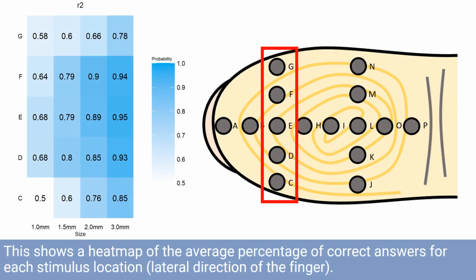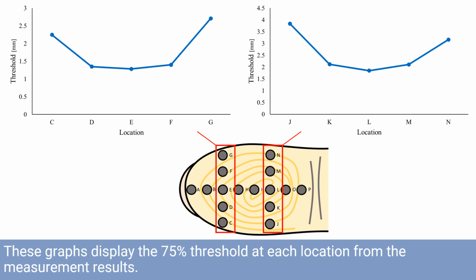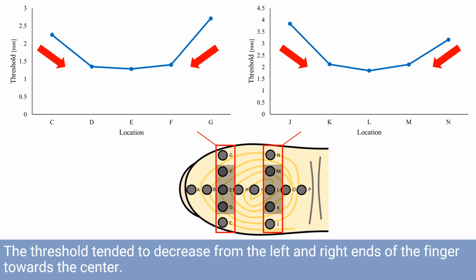This shows a heat map of the average percentage of correct answers for each stimulus location, lateral direction of the finger. These graphs display the 75% threshold at each location from the measurement results. The threshold tended to decrease from the left and right ends of the finger towards the center.